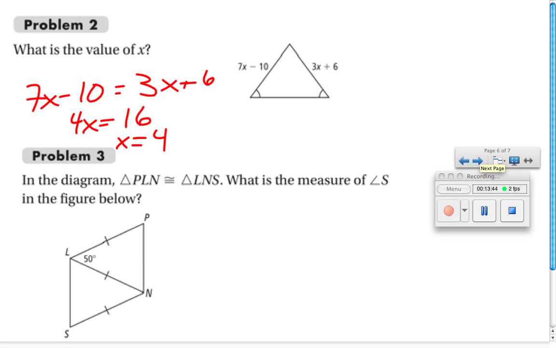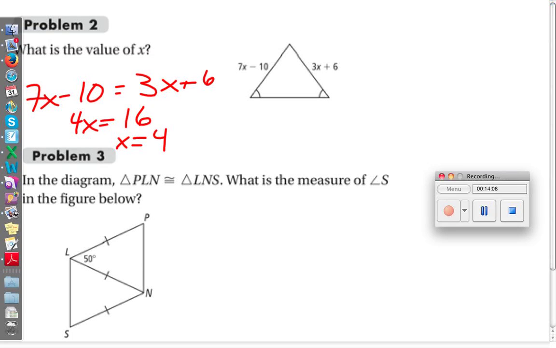However, be ready for the idea of a problem where you're asked to find the length of the segment. In which case you would do what? Caitlin's favorite phrase? Plug and chug. You would plug and chug the 4 in for x, yes. Okay, take a moment within your groups and look at problem 3. How would you find the measure of angle S?